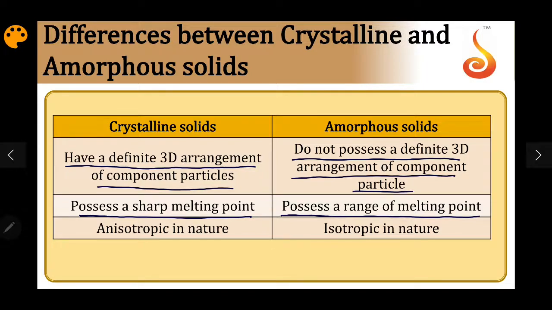Then crystalline solids are known to be anisotropic in nature, and amorphous solids are isotropic in nature. Anisotropy means the values of physical properties are different when measured from different directions. That is a property of crystalline substances. In amorphous solids, they are isotropic: whichever direction we measure, it is going to be the same.